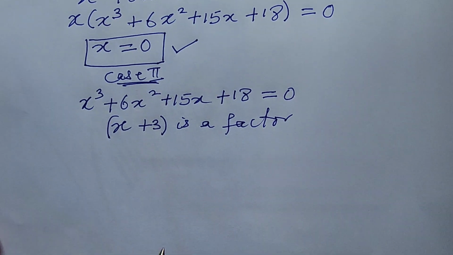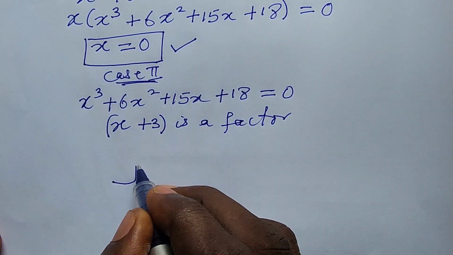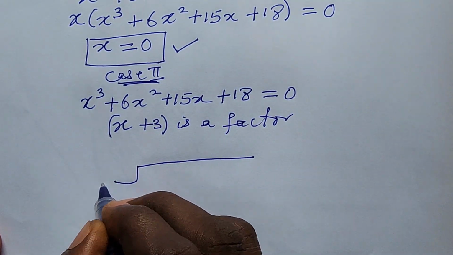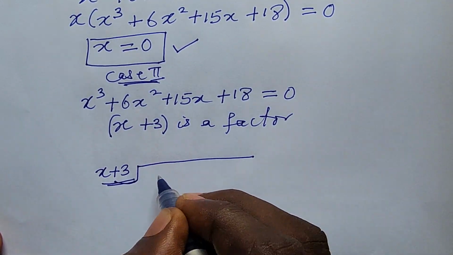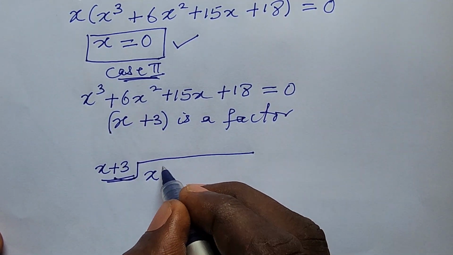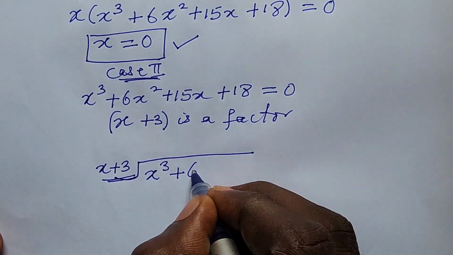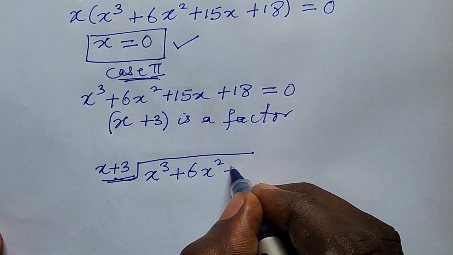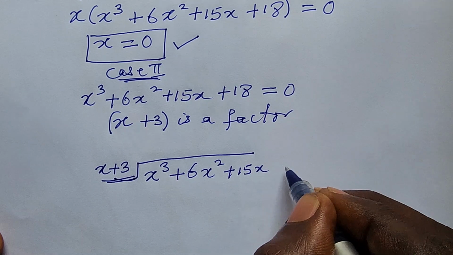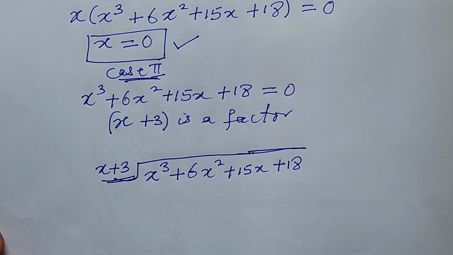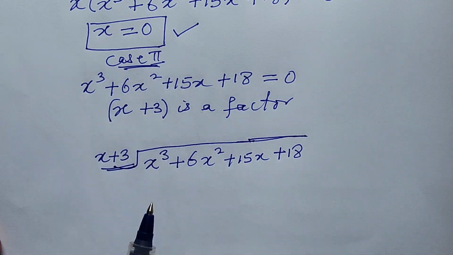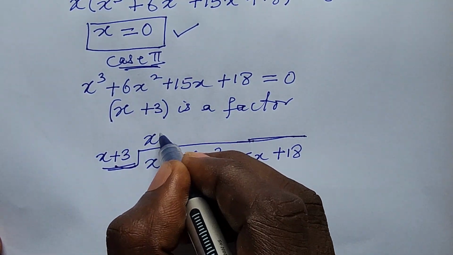So what we do here, we now draw up our line, then we put the divisor, which is x plus 3, and we put the dividend inside: x to the power of 3 plus 6x squared plus 15x plus 18. Let's cover it up well. We use this x to divide this x to the power of 3. This will give us x squared.